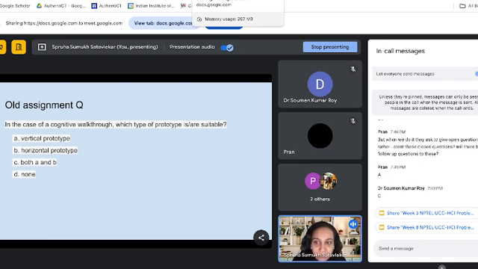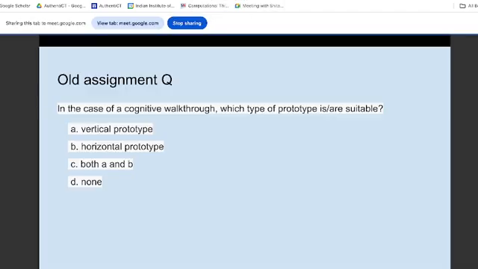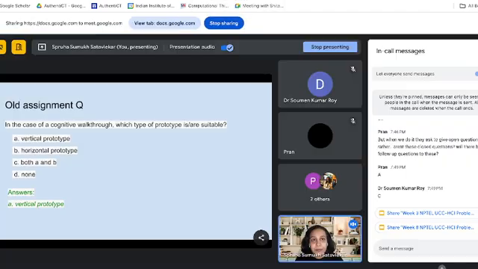So interestingly, we have 2 different answers now on our chat. So Pran says it's A and Dr. Roy says it's C. So I will clarify why it is not C. So the answer actually is vertical prototype.